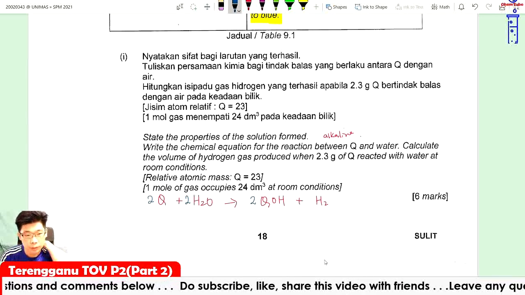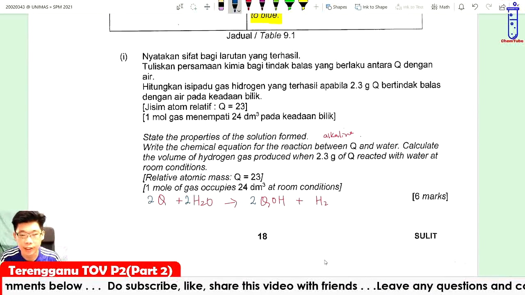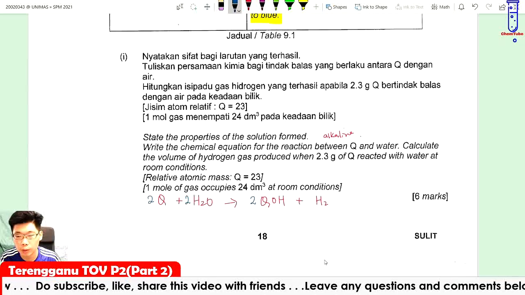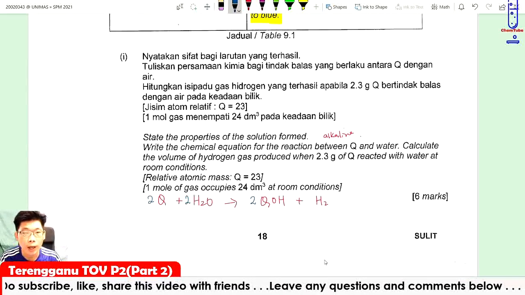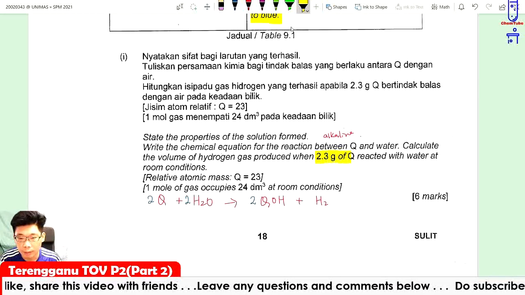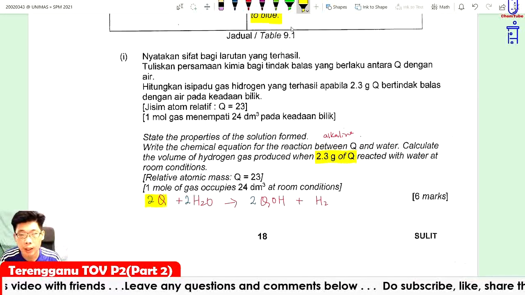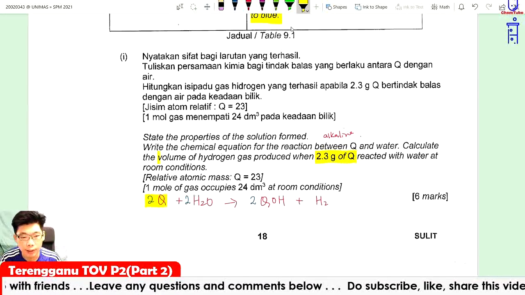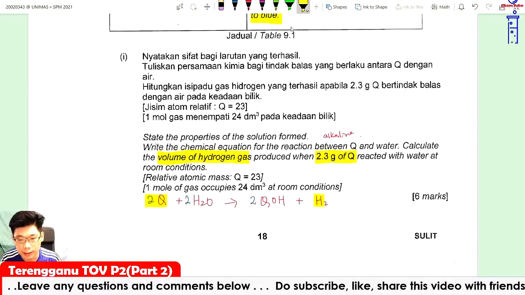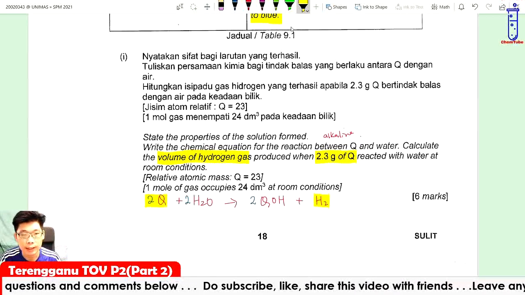Okay. So after we write the chemical equation, right? Calculate the volume of hydrogen gas when 2.3 grams of Q reacted with the water at the room condition. Okay. So let's see this one. Given 2.3 gram of Q, meaning that given to you this metal Q, then the question asks you to find the volume of hydrogen gas. Okay, so volume of hydrogen gas is this one. So we have to do the calculation for this.